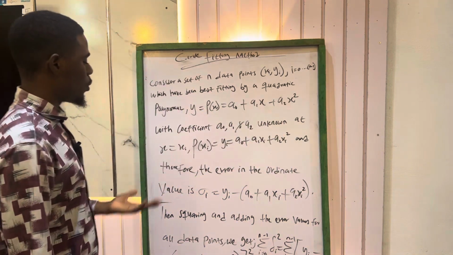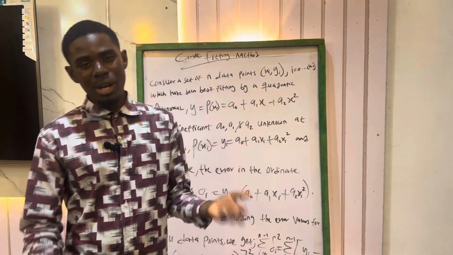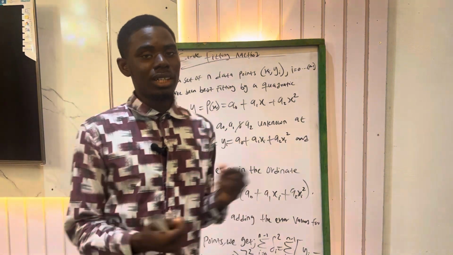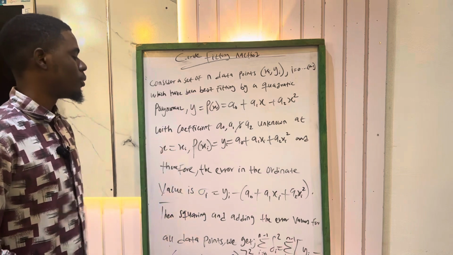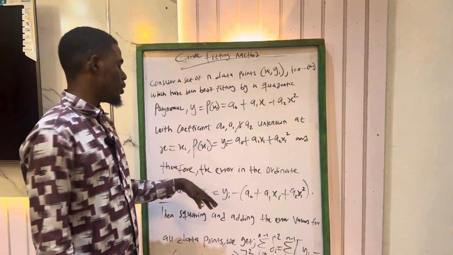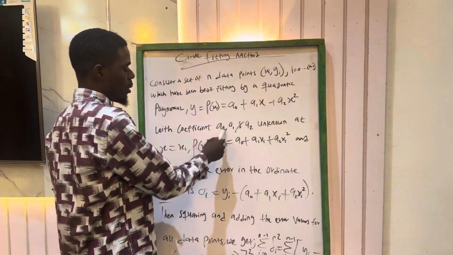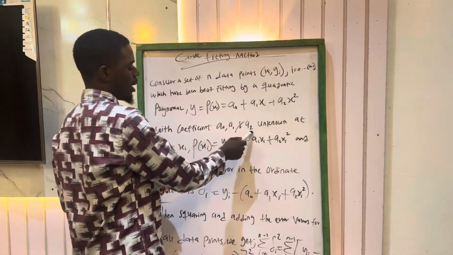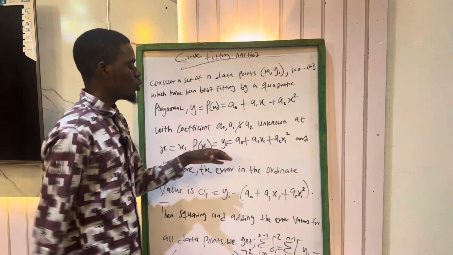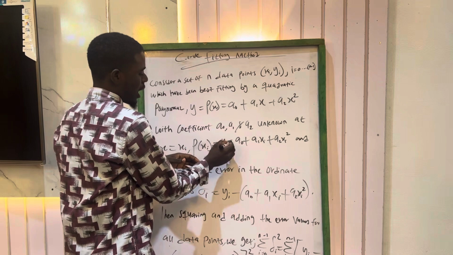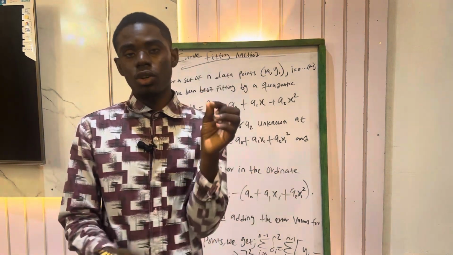Therefore, the error in the ordinate value. What we mean by ordinate is just y. The y coordinate is your ordinate, and your x is your abscissa. So the error in the ordinate value, that is in our y value, which is sigma i, is going to be equal to yi minus. We already know what our yi is. We also know what this term is, a naught plus a1 xi plus a2 xi squared. If you subtract this from the value of yi, any discrepancy between the two is your error value.